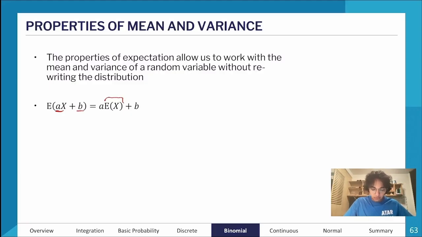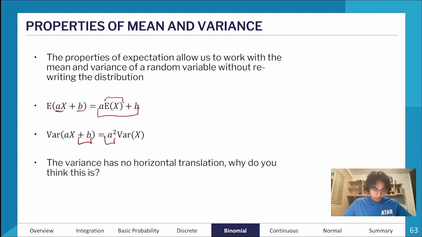They'll give you some x term, and then say, let's double that x term and then add b, or add some value to it. If you want to calculate that out, just use this rule here. With the variance, it's a little bit more complicated. The b just disappears, and the a comes out the front and gets squared, so it's a squared times the variance of x. So the variance has no horizontal translation.